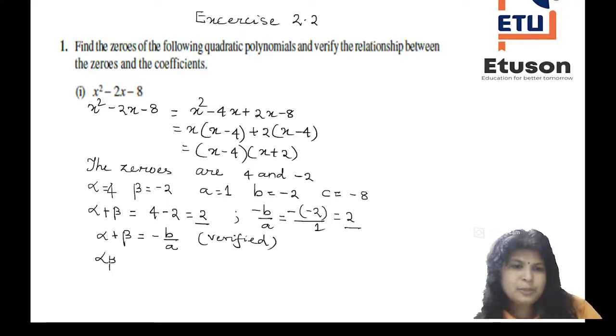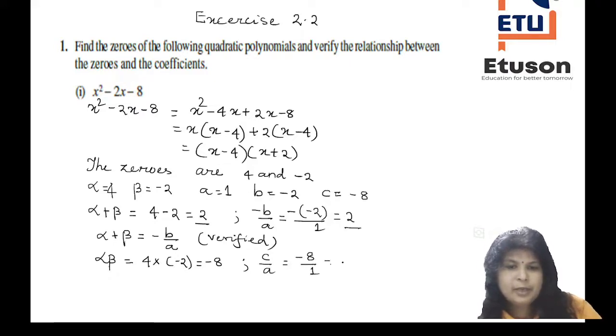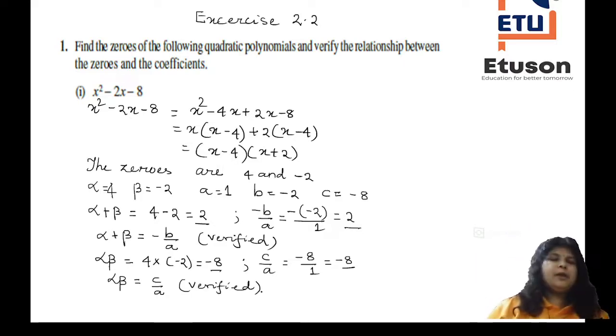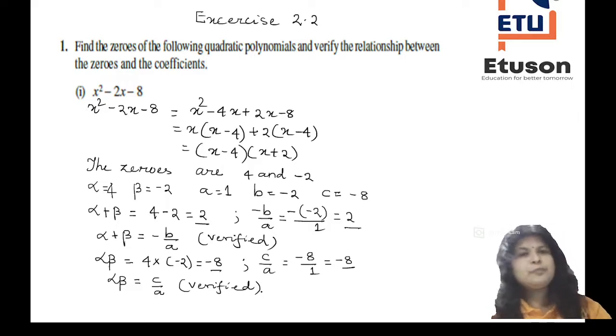Now, let us find out the product. Product is 4 into minus 2. What is the answer? The answer is minus 8. Then find out c by a. Then c by a is equal to minus 8 divided by 1, that is minus 8 only. Correct? So both the answers are the same or not? So the relationship, that is product of the zeros is equal to c by a, is also verified. Okay, children? So this is how you will find the solution to this particular problem. The only thing you may be confused about is finding the coefficients. So just analyze the equation properly and write a, b, c. Then everything will be easy for you.